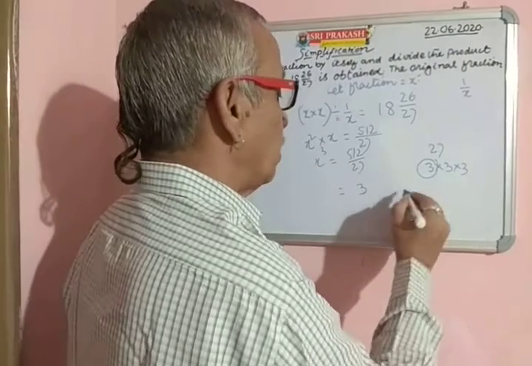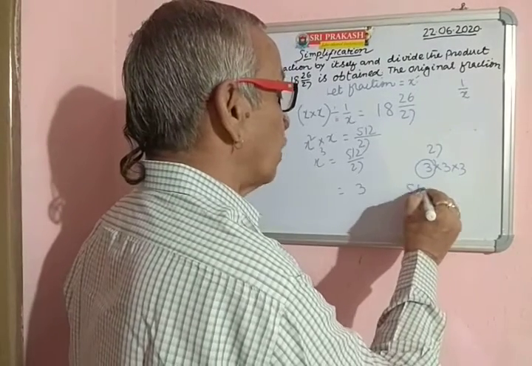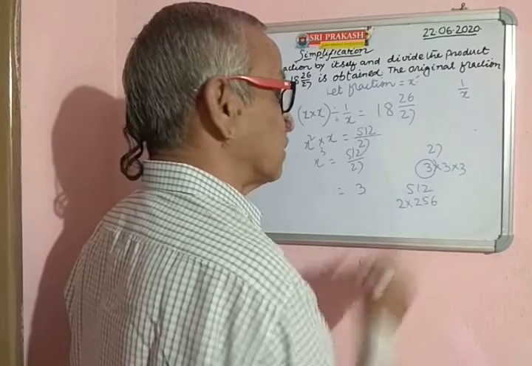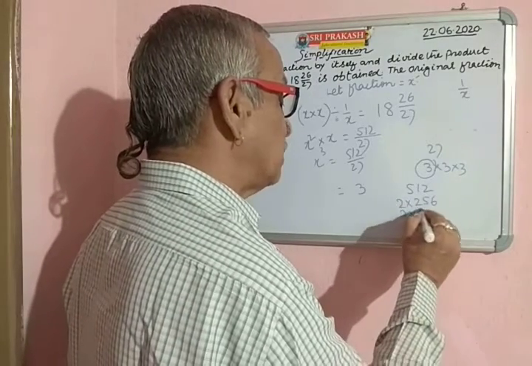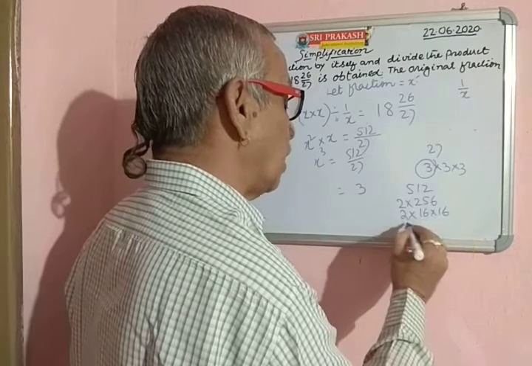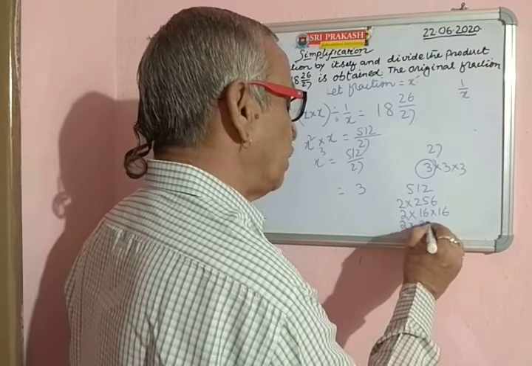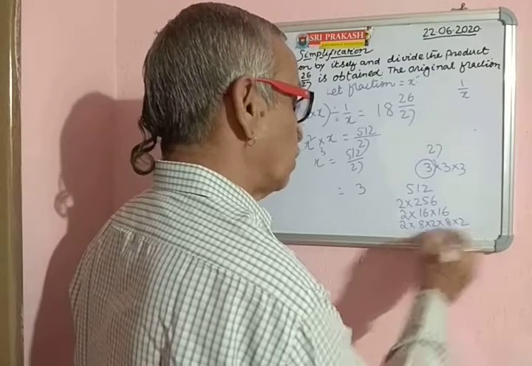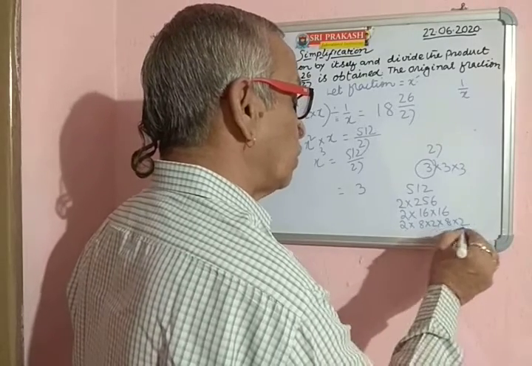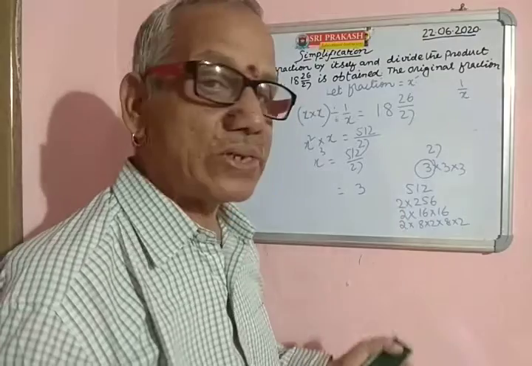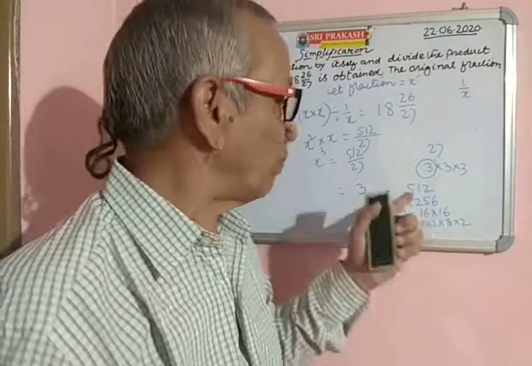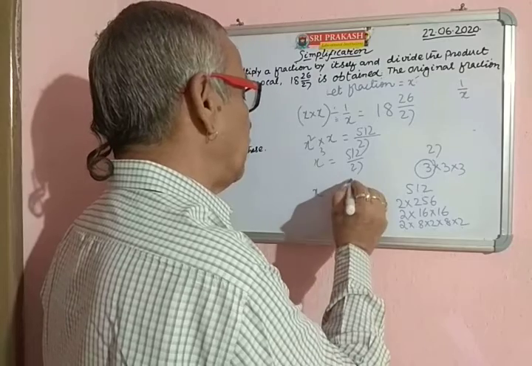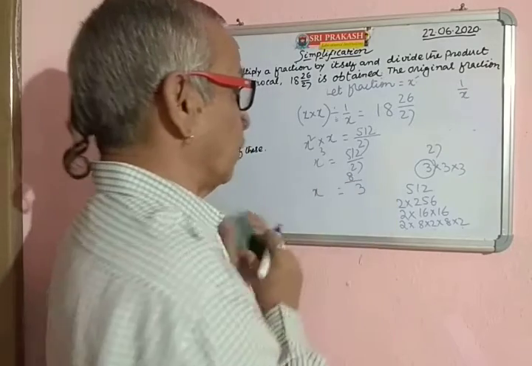In the same way, let us break this 512 into 2 into 256. Clear? 2 into 16 into 16, or 2 into 8 into 2 into 8 into 2, 2 into 2 into 2, 8. How many 8s you got? 3 8s. So cube root of 512 is what? 8. So your x will be 8 by 3.